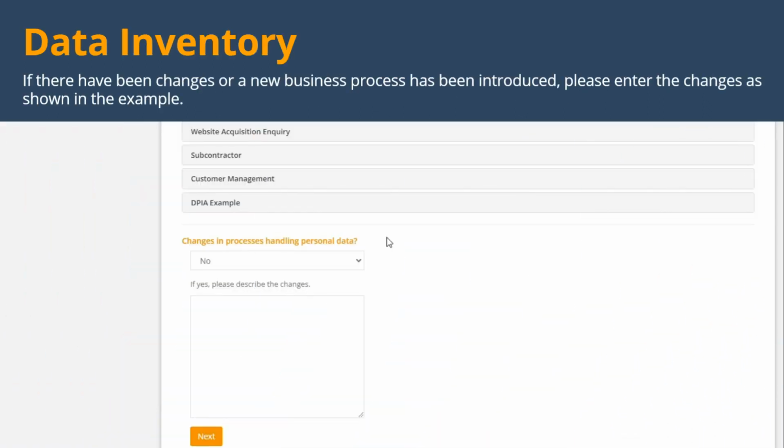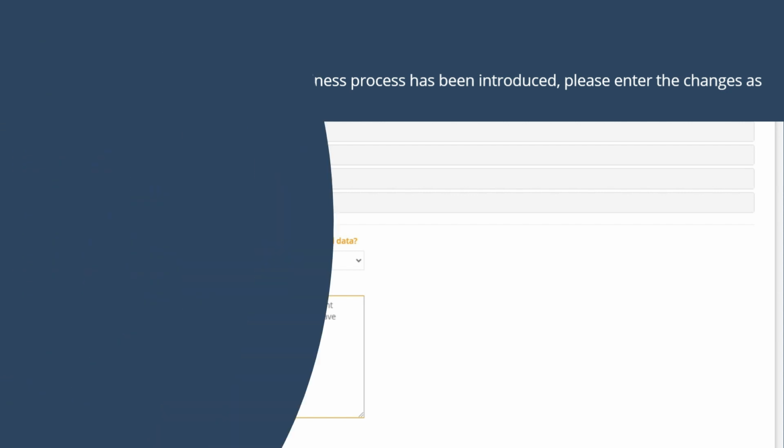If there have been changes or a new business process has been introduced, please enter the changes as shown in the example. Firstly, indicate that there have been changes by selecting Yes. Then name the process to which the change relates, for example, staff management, and describe the nature of the change, such as 2 new employees have joined the organization. Click Next to continue with the next step.